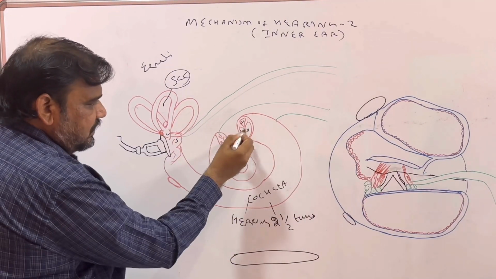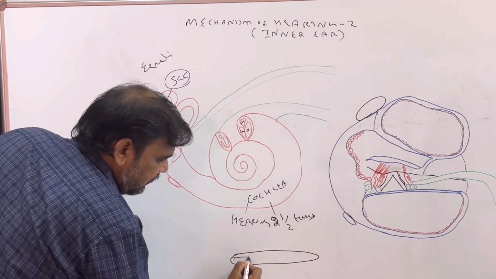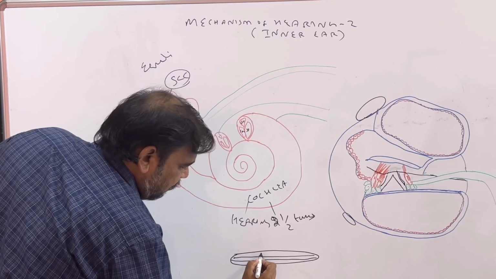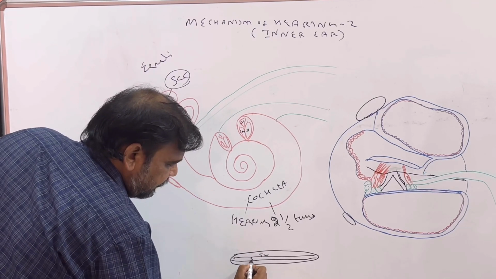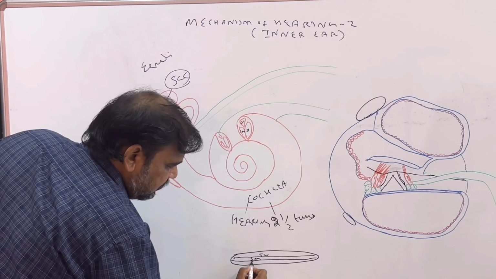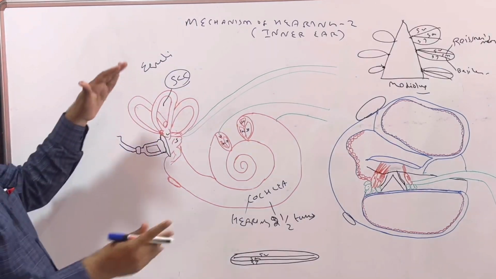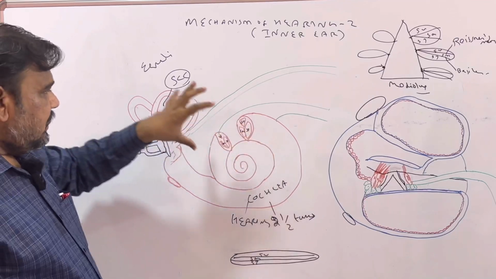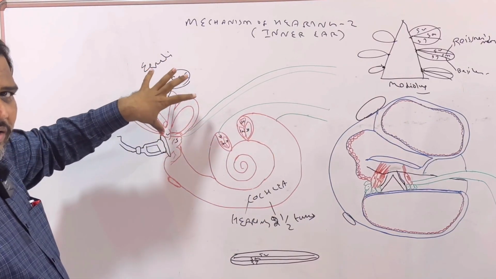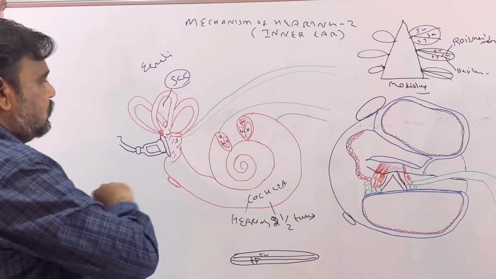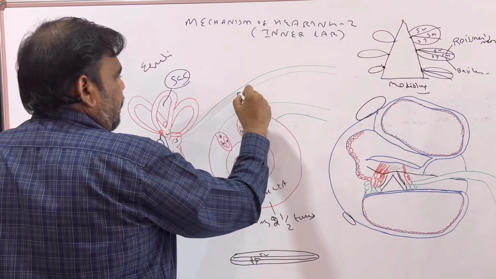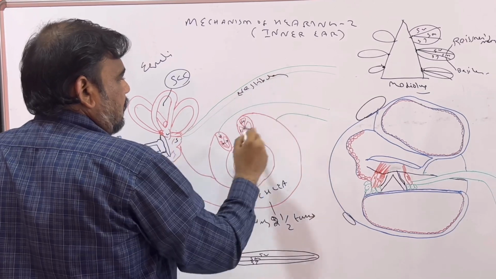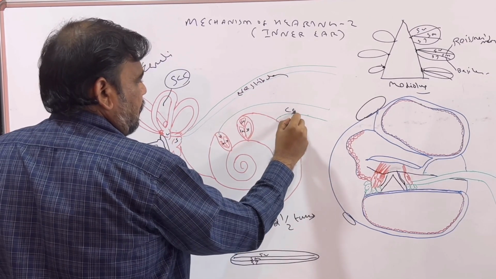Now what happens, as I mentioned, it will have 3 layers. The top one will be scala vestibuli, the middle one will be scala media, the lowest one will be scala tympani. These red colors are the inner ear. The inner ear contains the semicircular canal, utricle and saccule, which are concerned with the vestibular division of the vestibulocochlear nerve, and this other nerve will be the cochlear nerve.